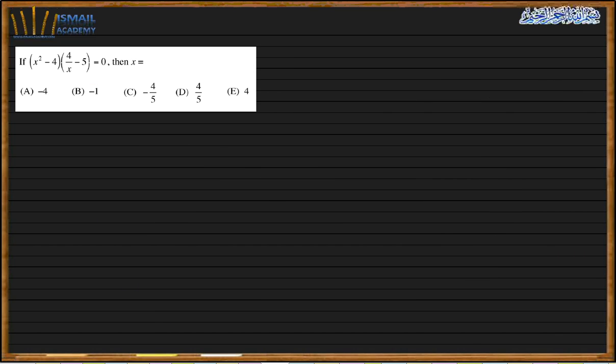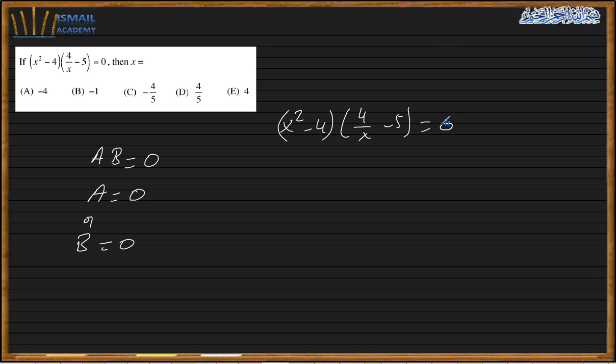Here we have foiling and equations, but here I don't think we need to foil because it's a waste of time if we foil here, because we know that if I have the product of two numbers equals 0, that means the first one equals 0 or the second one equals 0. So here we have x squared minus 4 times 4 over x minus 5 equals 0, which means either the first one equals 0 or we have 4 over x minus 5 equal 0.